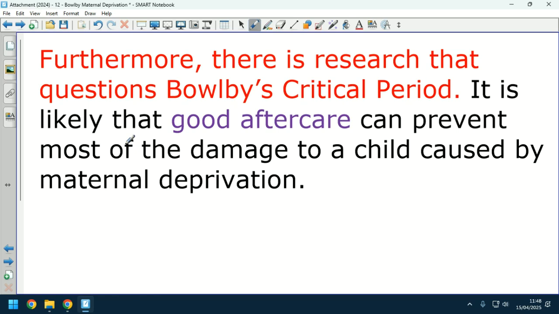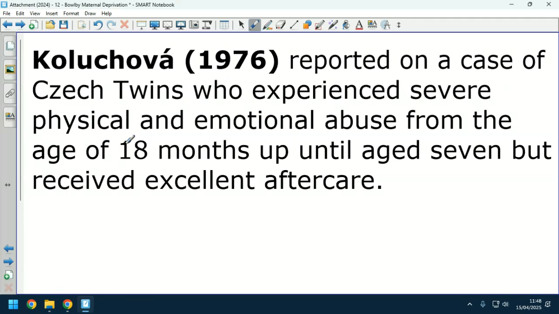Now, the last criticism is specifically about the critical period, and Bowlby was at least able to understand that having substitute care may actually be quite important, but it's this good aftercare that becomes important. And what I'm going to draw on is the Czech twins.